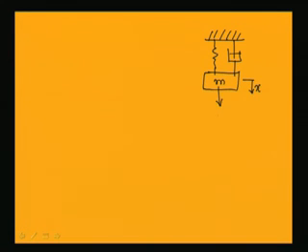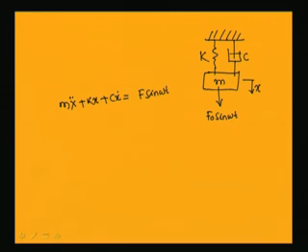So, when it is subjected to a force F0 sin omega t, so this is k and this is c. The equation of motion is given by m x double dot plus k x plus c x dot equal to F0 sin omega t. So, here by drawing the free body diagram, one can find this equation of motion.